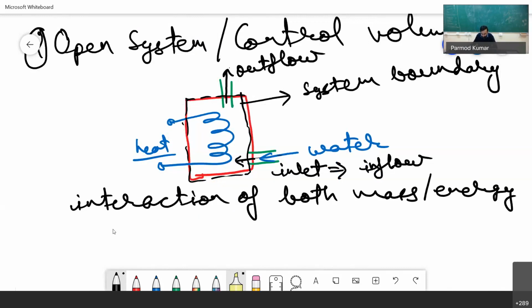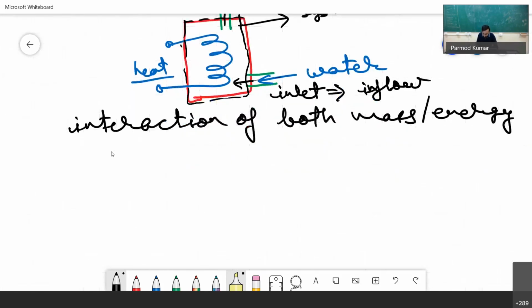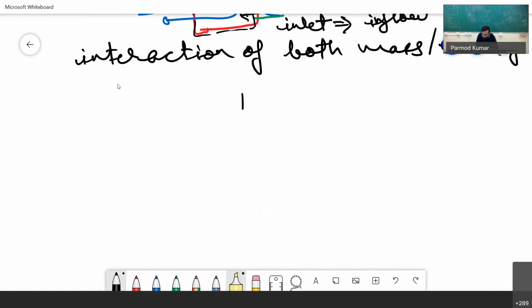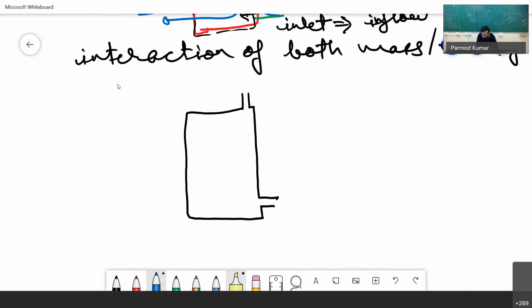Okay, so why do we call this control volume? Because in this typical example, we have this type of arrangement. Okay, so here you can see that we have water everywhere, and then we have taken some fixed boundary.